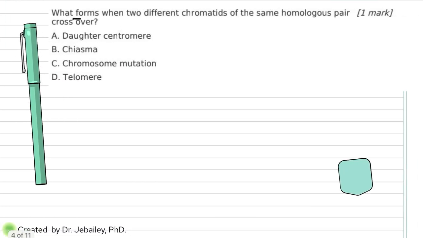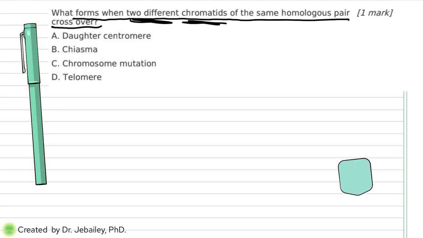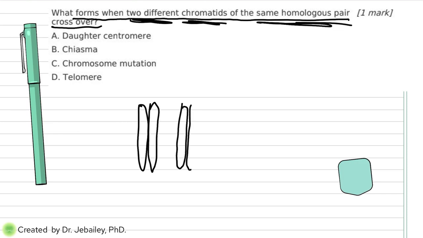Moving on: what forms when 2 different chromatids of the same homologous pair cross over? Look at this: 2 different chromatids of the same homologous pair. What does that mean? You have here a sister chromatid and this is a sister. When I say 2 different, this one right here is different from this one, but they are the same homologous pair because all of this is a homologous pair.